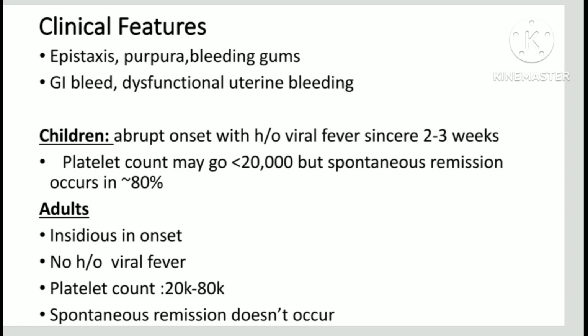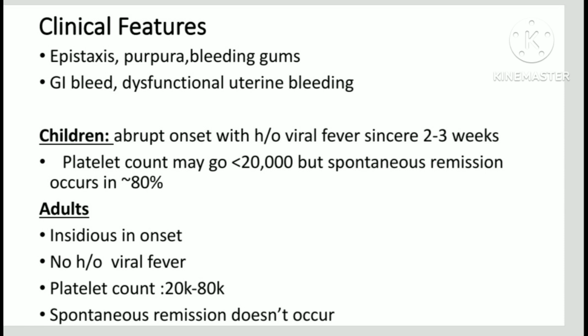This clinical feature is itself the basic thing to differentiate between the coagulation disorder and the platelet disorder in terms of the symptoms. Here in case of ITP, the bleeding can be very severe, like GI bleeding can be present. In women, dysfunctional uterine bleeding, DUB, can be present.